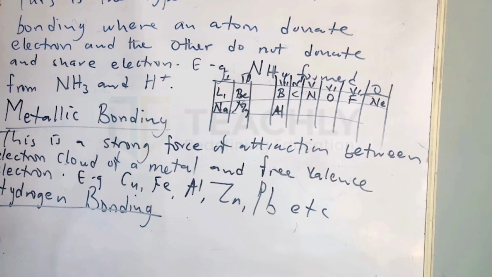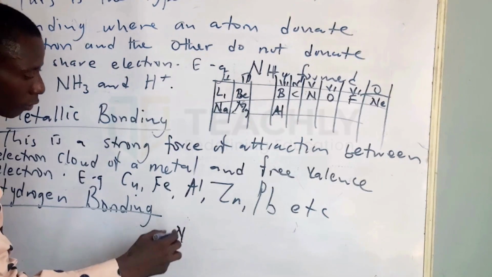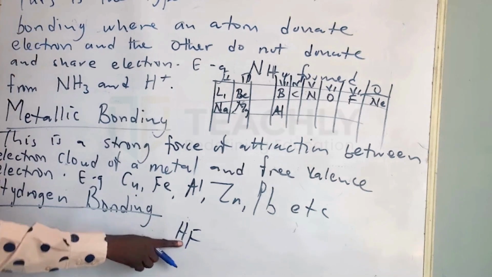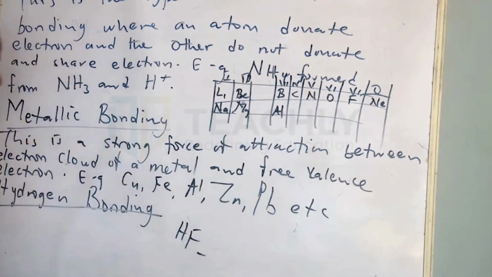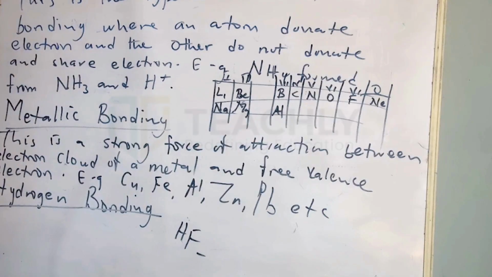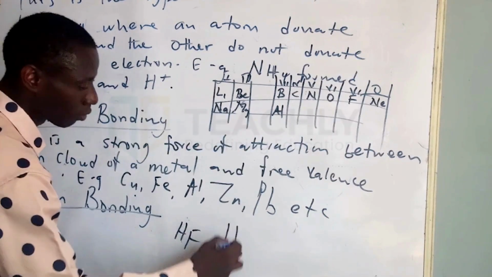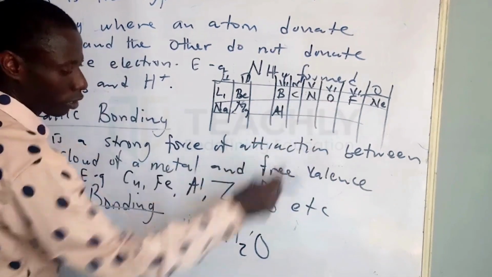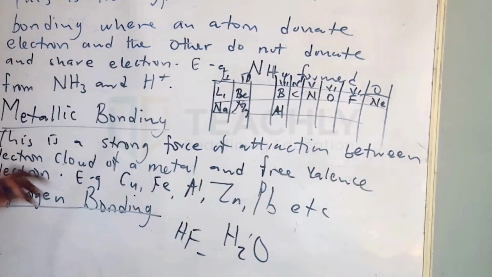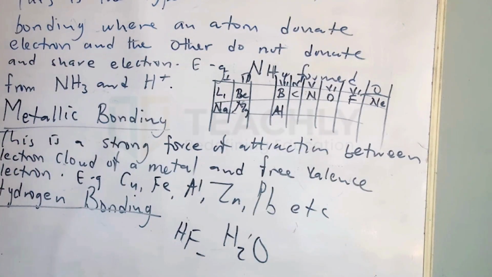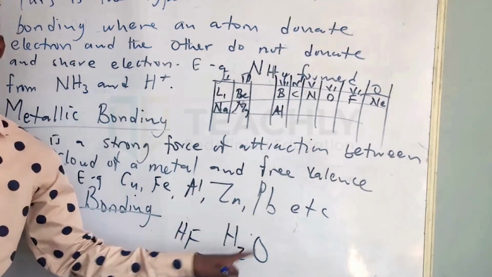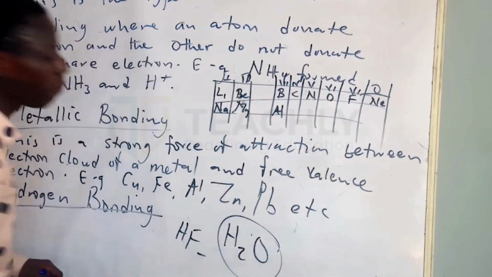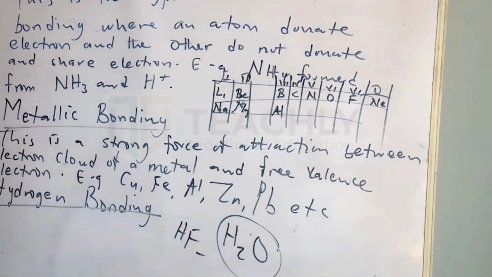For example, you can have hydrogen fluoride. If you have hydrogen combined with fluorine, this kind of bond is hydrogen bonding. The same thing if hydrogen combines with oxygen, as you can see in water, H2O. When hydrogen combines with oxygen to form water, the kind of bond is hydrogen bonding. That's why water has a high boiling point. Hydrogen bonding is responsible for the high boiling and melting point of the compound.